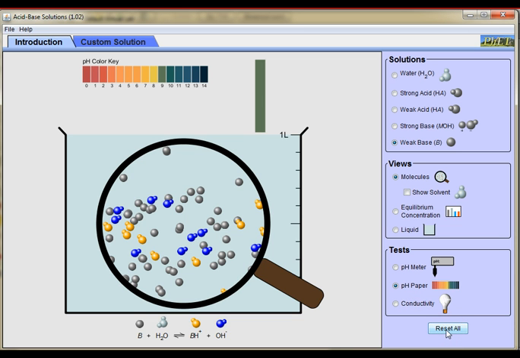Another thing you can test is if the solution is conductive or not. This is going to be your homework. Check the conductivity of all these solutions and compare the effect of conductance.